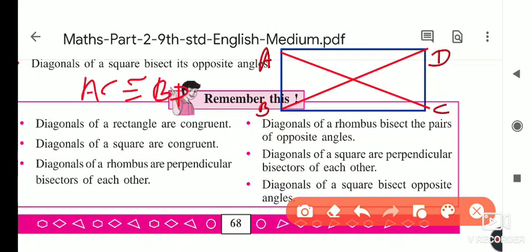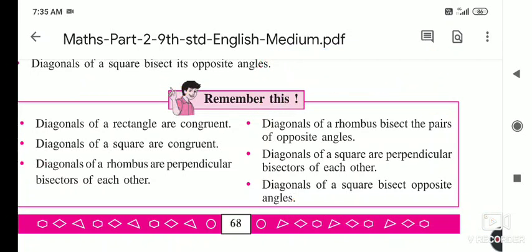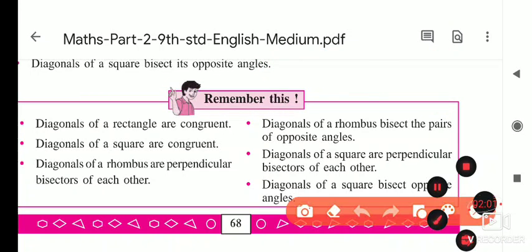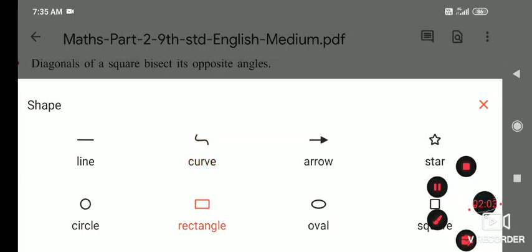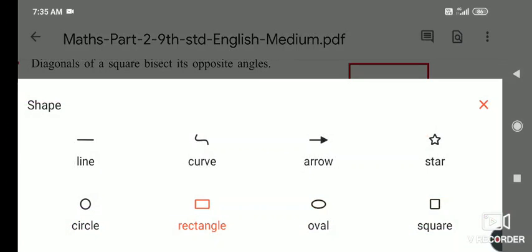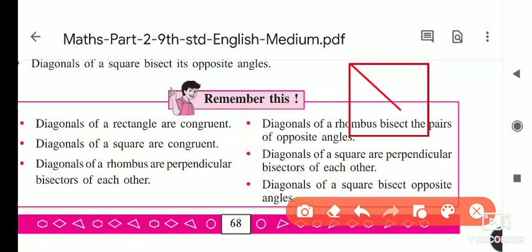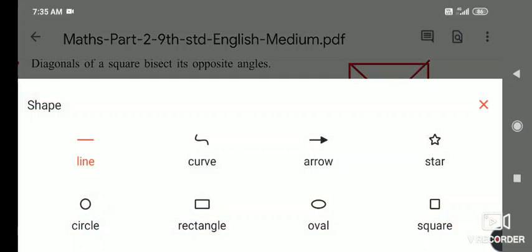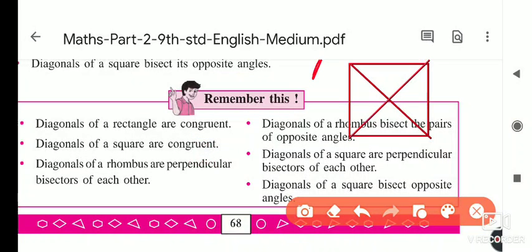Secondly, the diagonals of a square are also congruent. If you see the figure here, the diagonals of a square are also congruent. If it is a square, its diagonals, here also AC and BD, we will take as per the names. So they are also congruent, that is A, B, C, D. Then AC is congruent to what? BD.